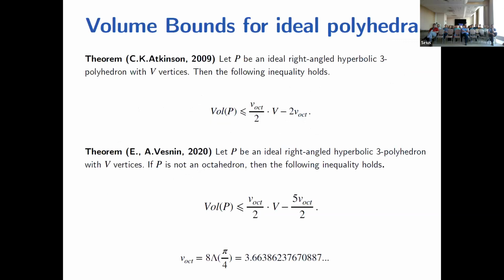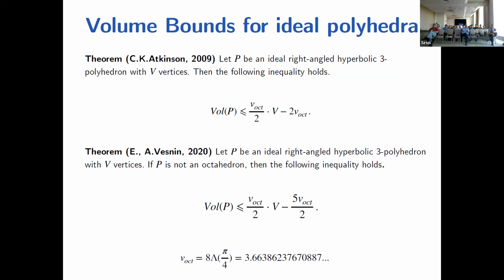And now about volume bounds. The first volume bounds for ideal rectangular polyhedra were proved by Atkinson in 2009. He also proved the lower volume bounds, but I will talk only about upper volume bounds. He approximates the volume from above using the number of vertices of the polyhedron. So the volume of any ideal rectangular polyhedron is less than or equal to this number, which linearly depends on the number of vertices. Another thing about this volume bound is that it's asymptotically sharp. If you want to stay in this form, we can't improve this coefficient. We can only improve the free term.